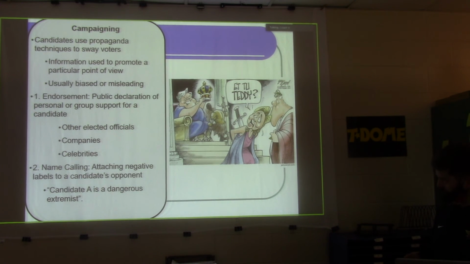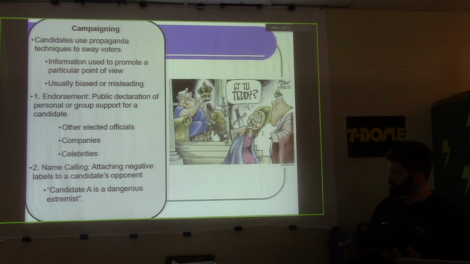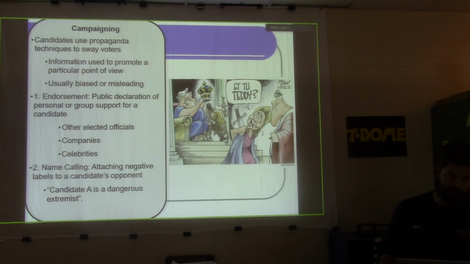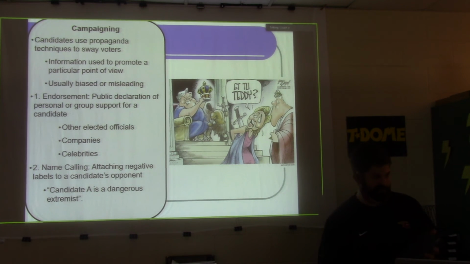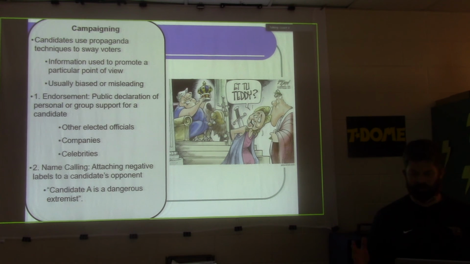So other elected officials, companies, celebrities. We have this thing called name calling, so that's attaching a negative label to a candidate's opponent. Trump was absolutely amazing at this. Remember, what was Trump amazing at? Name calling. Crooked Hillary. Sleepy Joe. I still use that. Low energy Jeb.